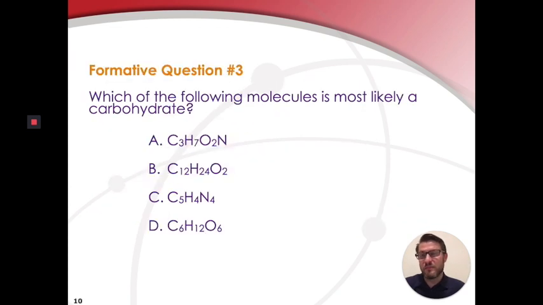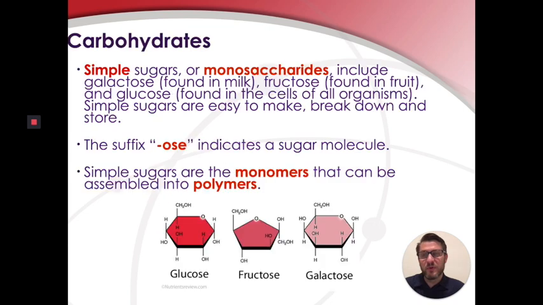The next question, based on what we just talked about: which of the following molecules is most likely to be a carbohydrate? A hint, think about that 1 to 2 to 1 ratio. The building blocks of carbohydrates are simple sugars, or what we call monosaccharides. The root word saccharide comes from saccharin, which means sweet. So monosaccharide is one sugar or one sweet. These are the simplest of the carbs. These are little packages of energy that the cells can use.